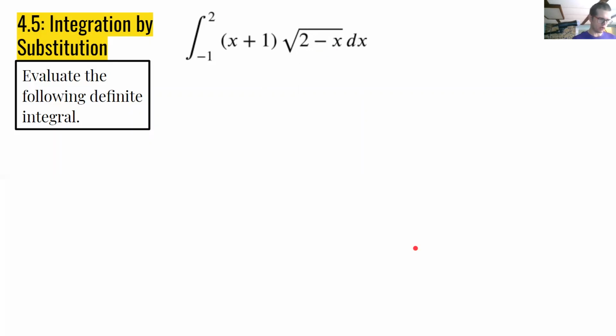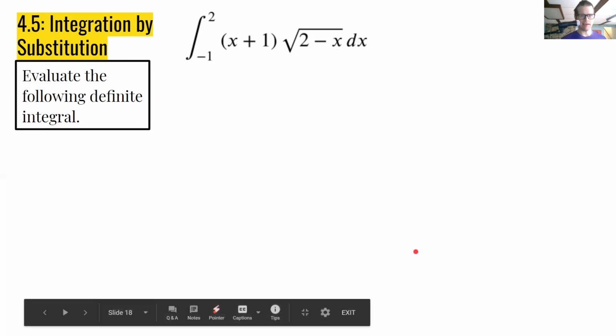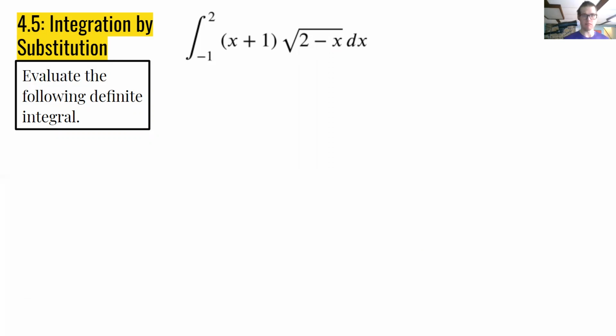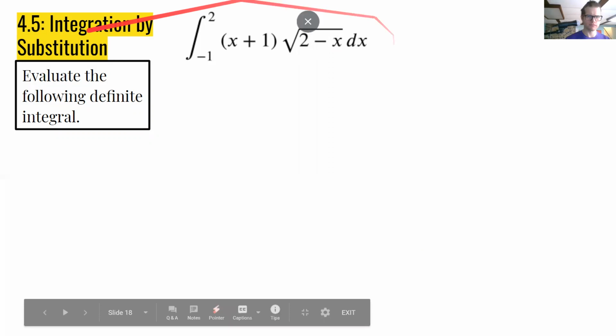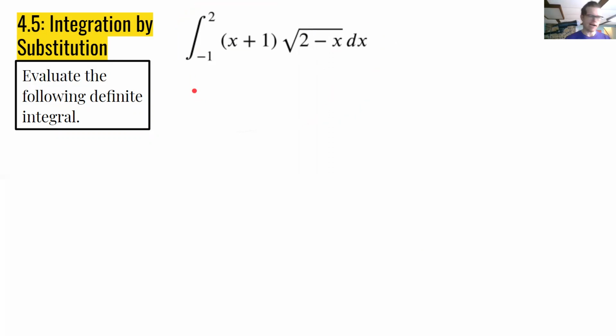So again, our goal today, folks, is to evaluate this definite integral by hand. At the very end, after we evaluate it by hand, we'll go back through and check it with a graphing calculator just to make sure. Okay. So looking at this, I know I need to use substitution to help me out because I don't see many of the common patterns that we usually use.